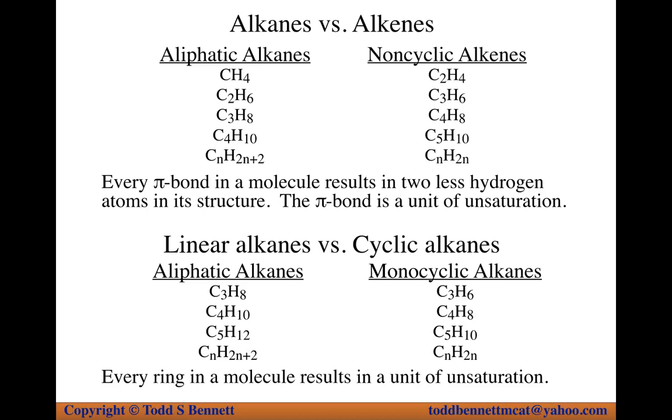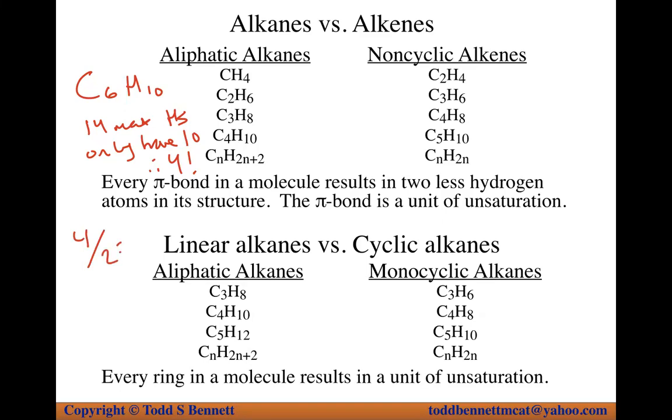Okay, so for instance, let's go back to that C6H10 that I tossed up there. 14 max H's would be true. Only have 10. Therefore, 4. Those are different. 2 H's per unit of unsaturation. So we're going to take 4 divided by 2 equals 2 units of unsaturation.